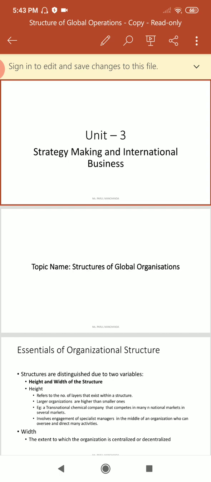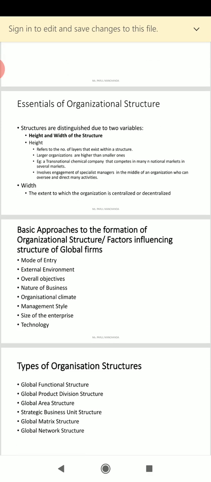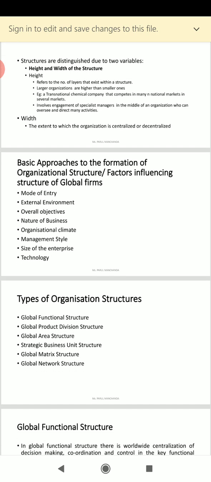In the previous video, we had already discussed what an organization structure is and what the essentials of organization structure are. Now we need to discuss the various other types of organization structures which we have not been able to cover in the previous unit. So we will be starting with the global area structure, strategic business unit structure, global matrix structure, and global network structure. The two, that is global functional structure and global product division structure, have been covered in the previous video. If you are not aware of these two, you may refer to the first video for the same.